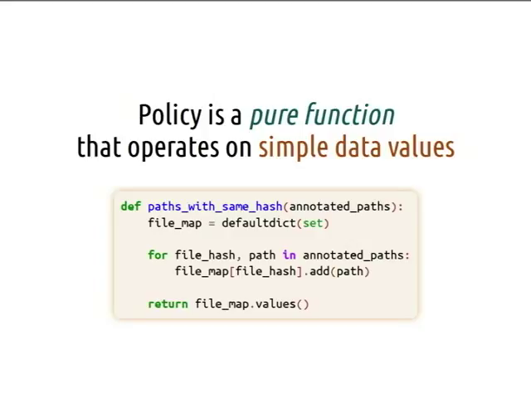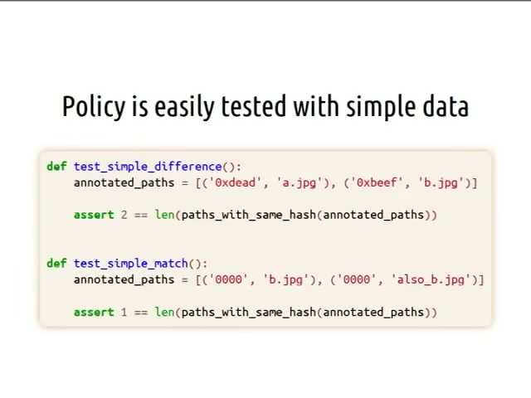Well, that sounds a lot like what our policy was when we unpacked it earlier. And again, these policies are easily testable with simple data. You construct a simple list to handle all your cases, and you check that the output result matches what you expect. These will run lightning fast. You don't need any test scaffolding. It's just Python, and they're easy to understand and easy to reason about.